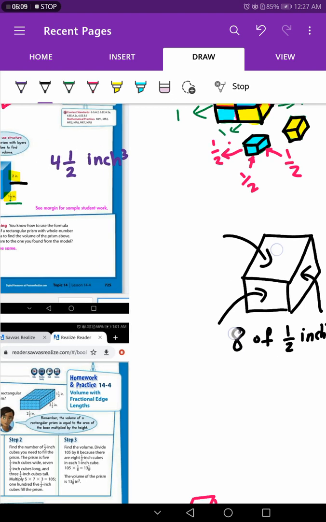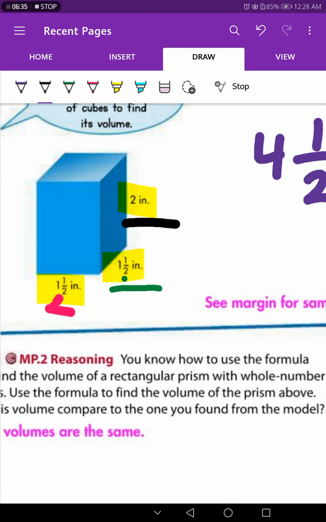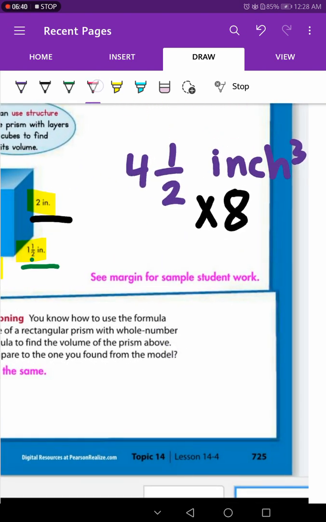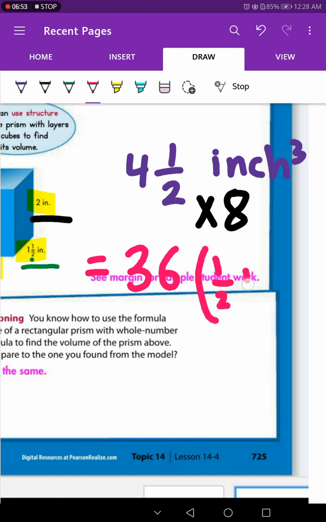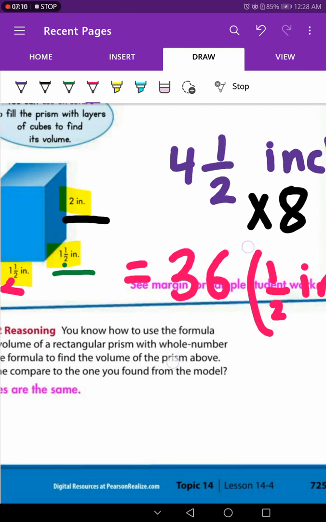That means if you multiply this number by 8, you can know how many cubes with 1/2 inch side you need to fill this rectangular prism. So multiply by 8, it will be equal to 36 half inch cubes. My dear students, that means you need 36 cubes, but with which side? 1/2 inch cubes.